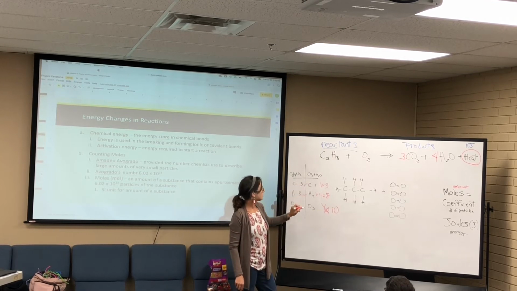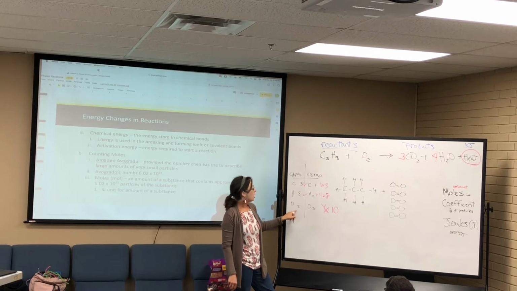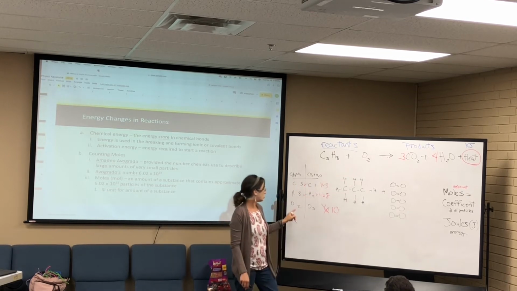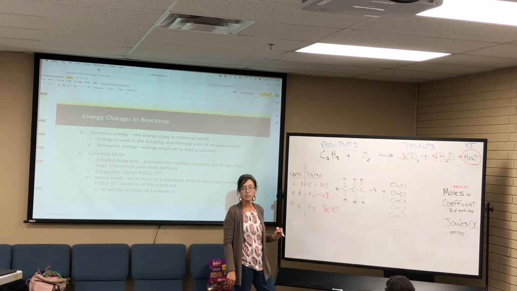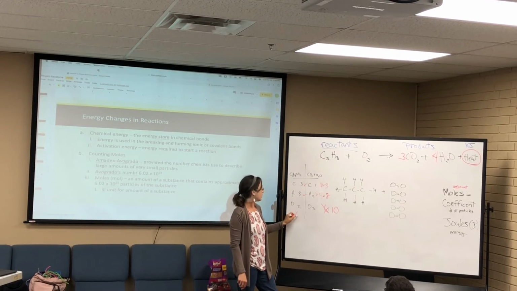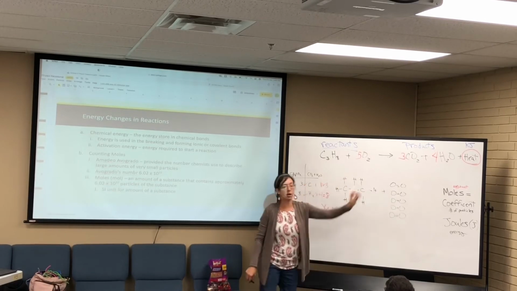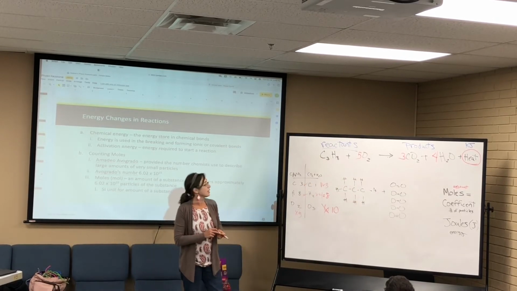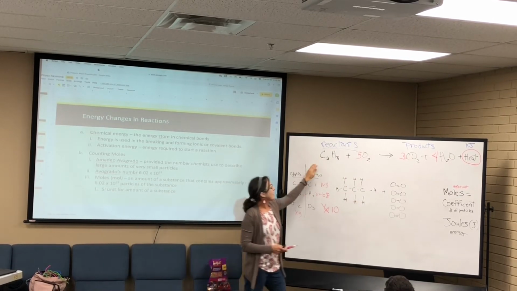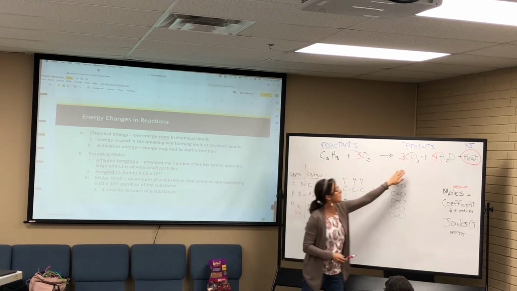Well, my carbons match, my hydrogens match. Oxygen on the left side, I have 2. How do I make 2 into 10? 5 by 5. Times 5, right? So I'm going to multiply times 5. So now we have a balanced equation. So if I have these amount of reactants, I get this amount of products.